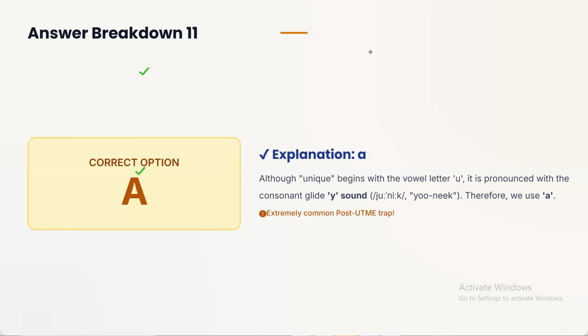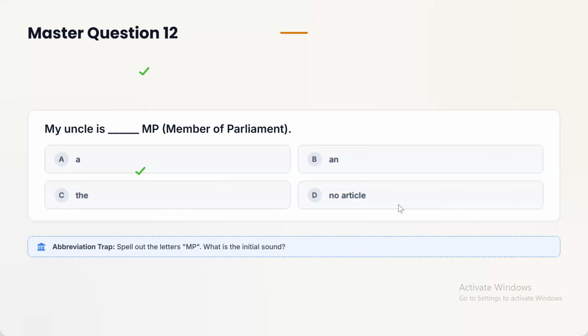Everyone got the answer. My uncle is dash MP. Let me see your answer for this. This is a bit tricky. I want to see your answer for this. Please be fast before the time goes out. We just have a few minutes to go. My uncle is dash MP.